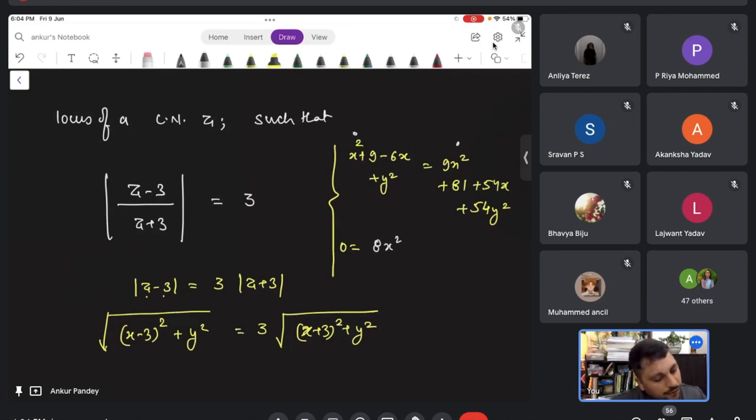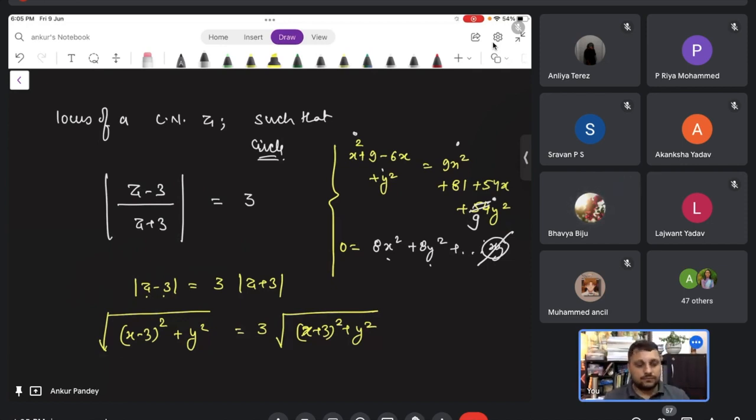Listen. How did 54y square come? It will be only 9y square. 9y square minus y square is plus 8y square. And there is no x into y. As there is no x into y, it's not a pair of straight lines. So we will look at x square and y square. Both are present and both are equal, 8 and 8. Hence, this locus of the complex number is a circle. Got it?